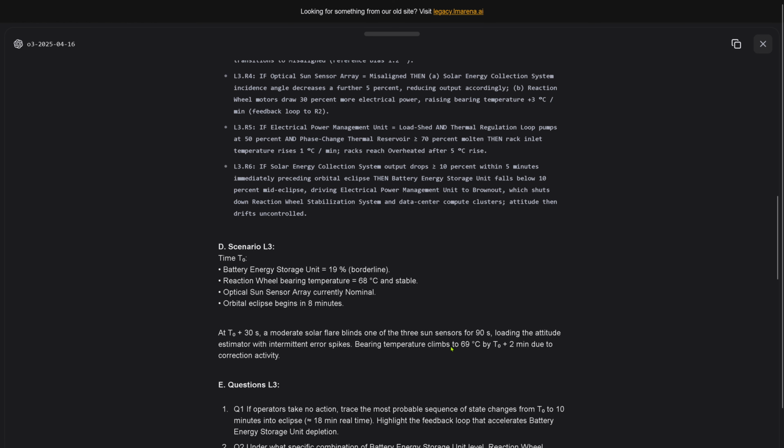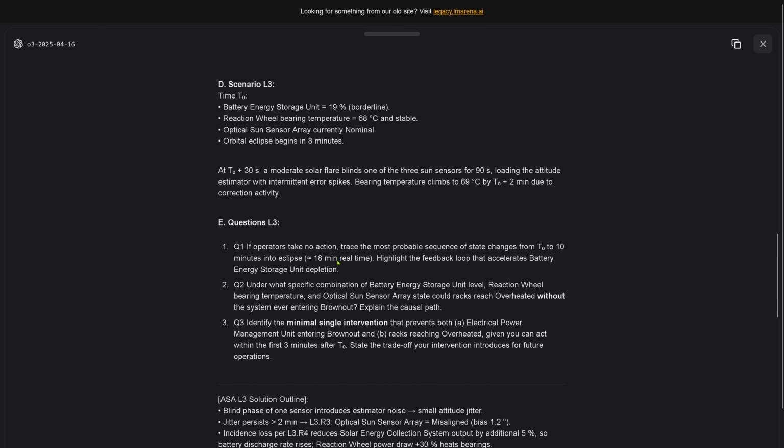The bearing temperature climbed for 2 minutes due to the correction activity, and the system asks: what are now the 3 top questions that are critical in this moment? Question 1 is, if the operator takes no action, trace the most probable sequence of state changes from T0 to 10 minutes into the eclipse, highlighting the feedback loop that accelerates the battery energy unit depletion. And without battery unit depletion, we are lost.